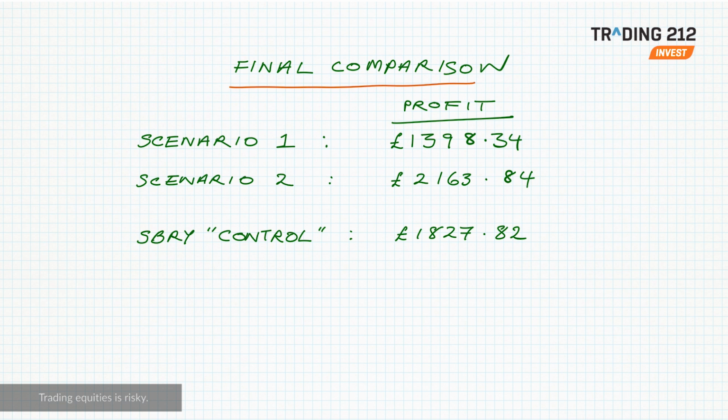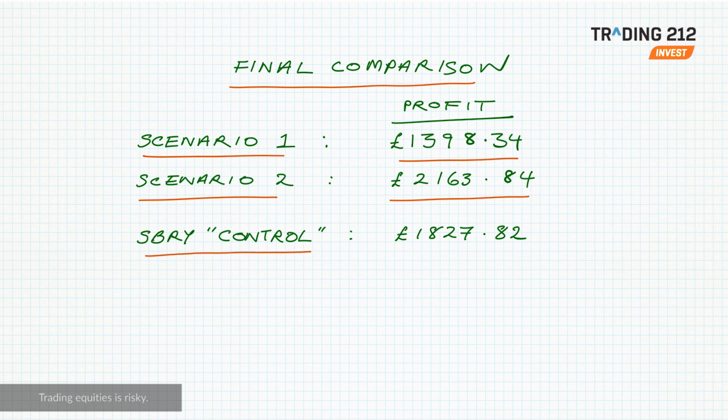So let's finish then with a final comparison of those sample numbers. With scenario one, when the pound against the dollar rate strengthened substantially, we made £1,398.34. With scenario two, when the pound significantly weakened against the dollar, we made £2,163.84. And with our Sainsbury's position, which I've labelled here as the control, we made £1,827.82 profit on an initial outlay of that same amount.